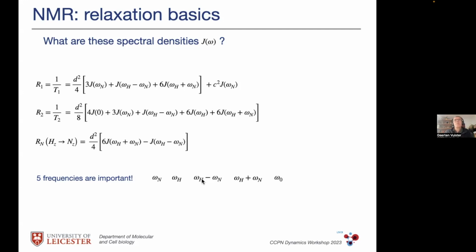It also contains the frequencies of the differences of those frequencies. Well, that originates from what are called zero quantum and double quantum terms. And those transitions are induced by the dipolar Hamiltonian. And then we have the zero frequency term, for which you have to invoke adiabatic arguments or not. But the thing is that we have 5 frequencies that apparently are important. But what is this spectral density? Okay, it's at these 5 frequencies, but what is actually a spectral density?